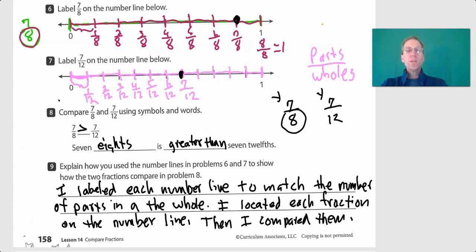We labeled, right? We labeled 1/8 and 2/8, and we talked about how there were 8 parts, and that matches our denominator. Same thing down here for 7/12. We labeled each thing, made sure it matched our denominator, the number of parts. We put a black dot where each fraction was located on the number line, and that allowed us to compare which one was bigger. That's it. If you understand parts and wholes, and the fact that the more parts you break something into, the smaller those parts have to be, that is just a very, very powerful math statement.